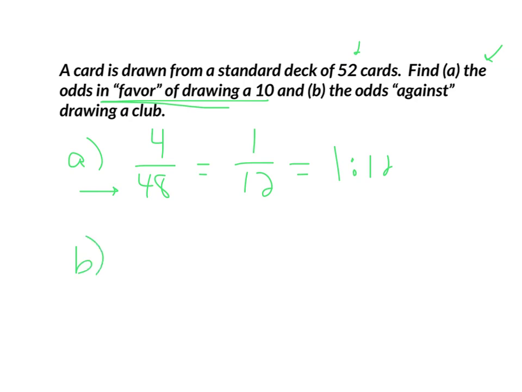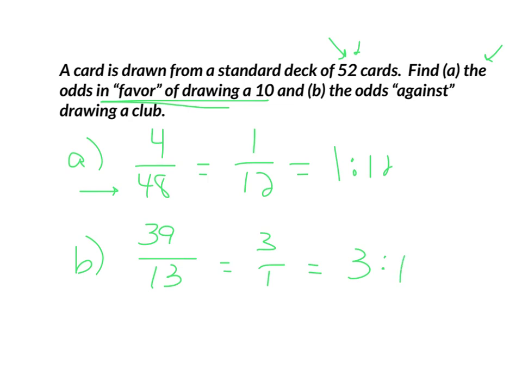Part B, the odds against drawing a club. Okay, so there are 13 clubs. That leaves 39 cards because there are 52 altogether. So the cards that are not clubs are 39. The number that are clubs is 13. If you reduce that, you get 3 over 1. If you write it the way they usually write odds, it's 3 to 1 odds against drawing a club.